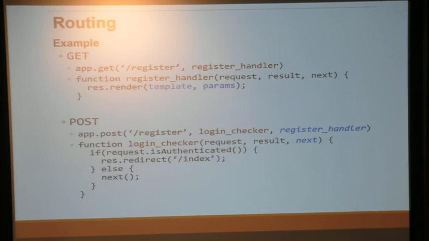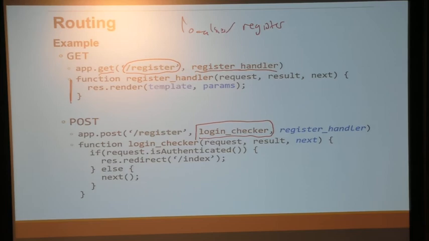Okay? You get the app.get, so it means that if I connect to this particular page, slash register, so localhost/register, and I use the get API, I'm going to handle this request using this register handler, which is this function. And what this function is doing is that it's only going to give me some page to display. Right? If it's a post, well, I can do a login checker. This is my intermediate handler.